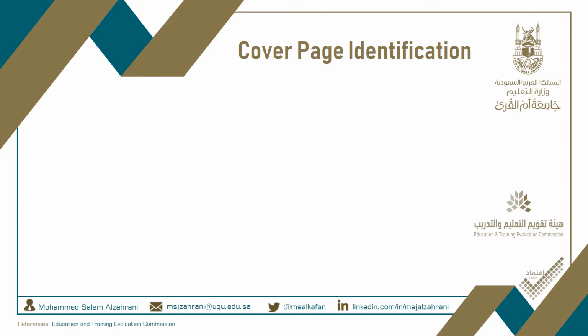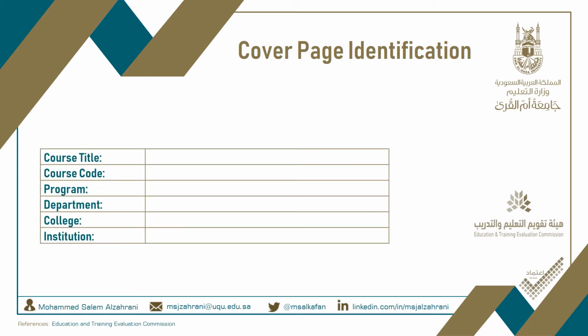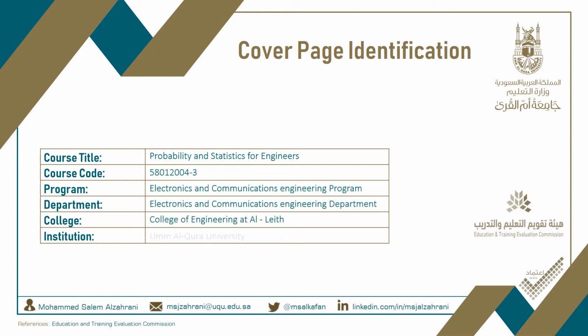On the cover page of the course specification, you have to write the identification for the course, and that information has to be filled in. For today, we will use an example, the course for probability and statistics for engineers, which I have already written, and we will use that as a benchmark and as an example for the whole presentation.